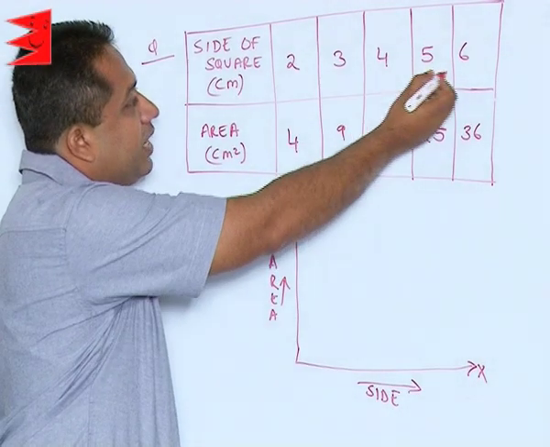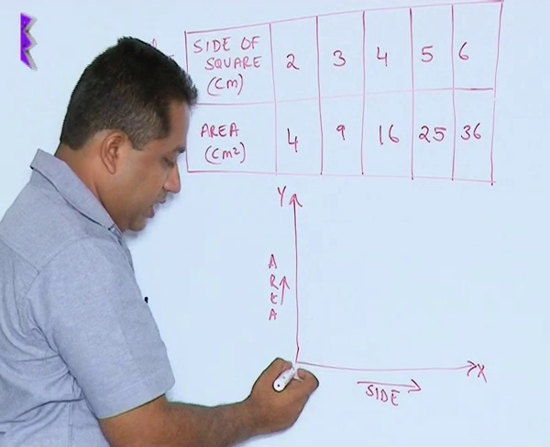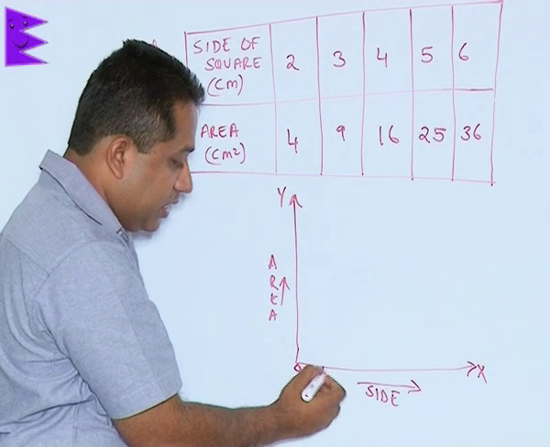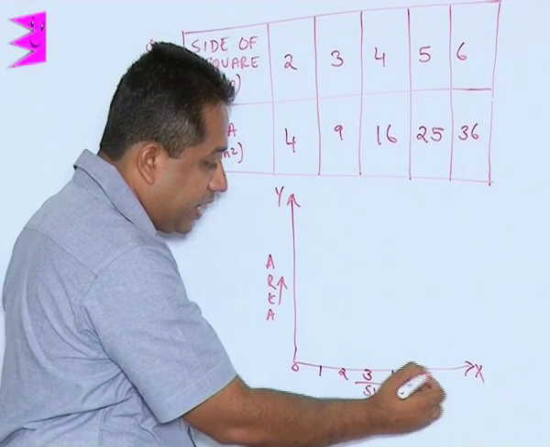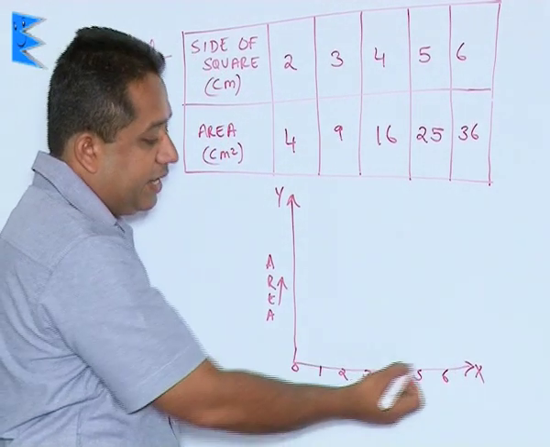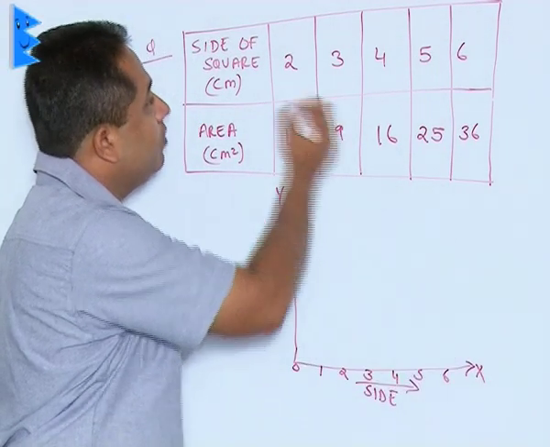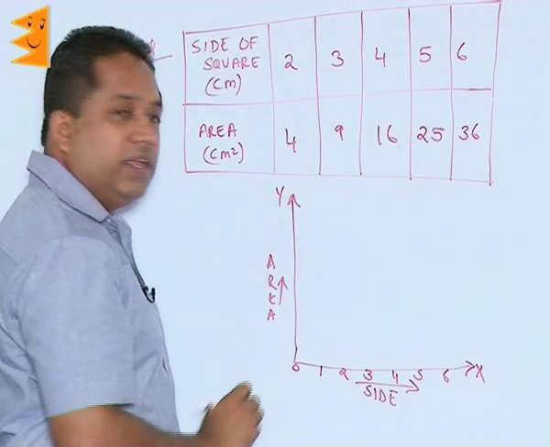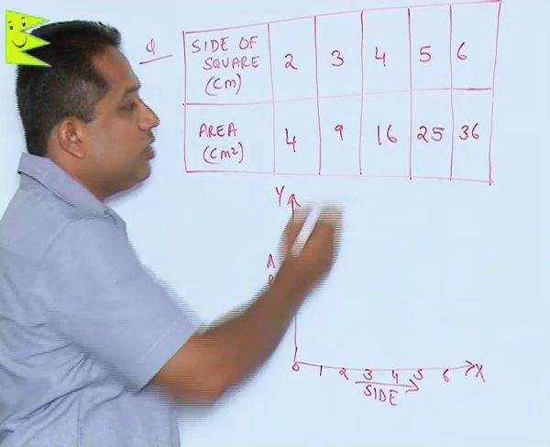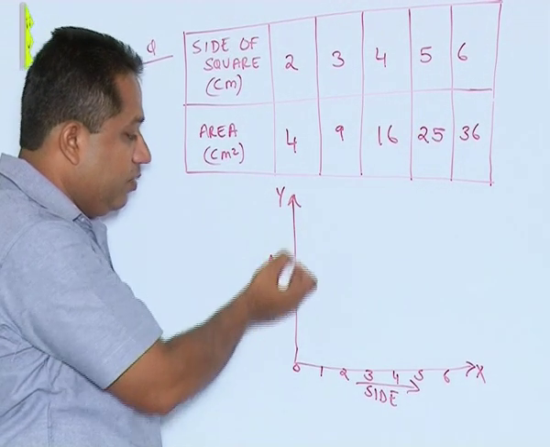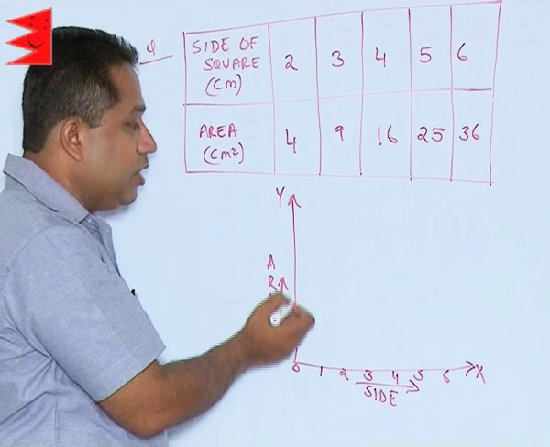Now, here we note that the side is from 2 to 6. So, we can keep a 1 centimeter gap and write it as 1, 2, 3, 4, 5 and 6. We need not extend this beyond 6, because the maximum value of the side given to us in the question is 6. Area, however, is up to 36, and here we will not be able to fit up to 36 if I write 1, 2, 3, 4 like that.